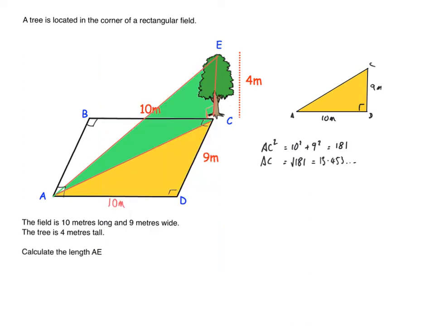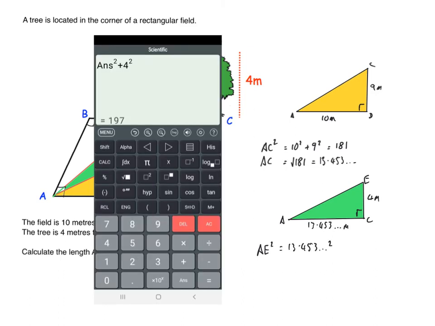I'm now going to draw the green triangle. So there he goes. I know this is 4, going from C to E. This is A down here, so just copying it from the diagram on the left. AC, I've just figured out, that's 13.453 metres. AE is the hypotenuse. So AE squared equals this big long number squared. So I'm going to use my answer button to type that in. Plus 4 squared. And that equals 197.